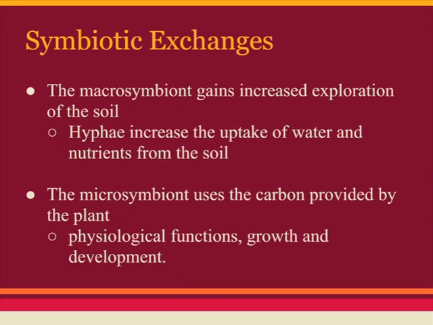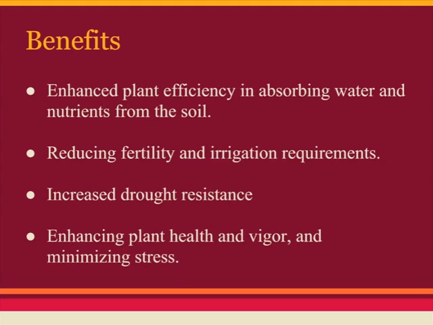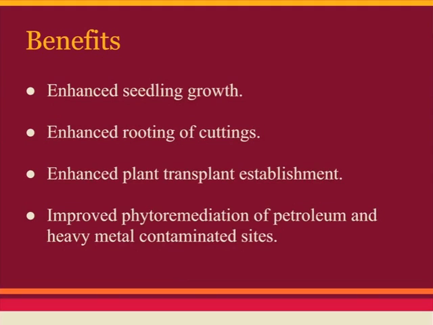The microsymbiont, which is the fungus, uses the carbon provided by the plant. This is useful in many ways, most notably through the physiological functions and growth and development. There are many observable benefits in this type of exchange. To mention a few, as already said, it increases the efficiency of absorbing water and nutrients from the soil. It increases drought resistance. It increases plant health and vigor, as well as minimizing stress. There's also enhanced seedling growth as well as rooting of cuttings. There are many other benefits that this relationship causes, but these are just the most notable.